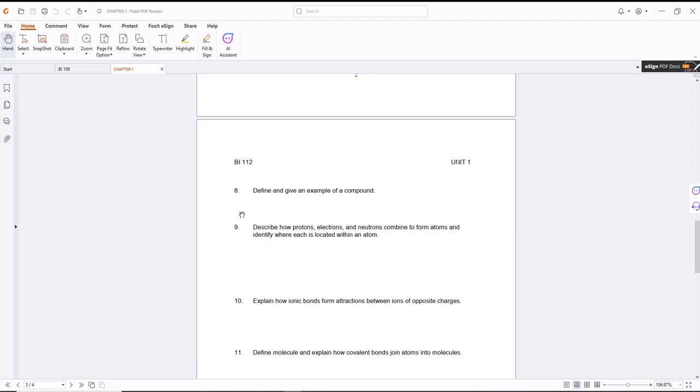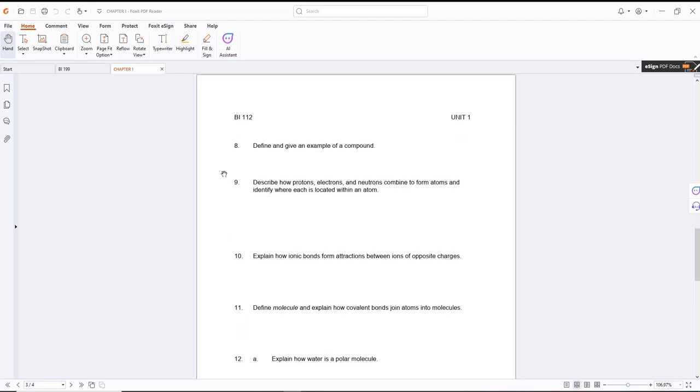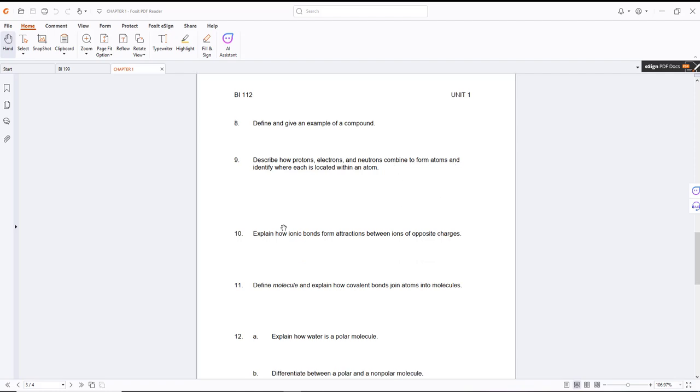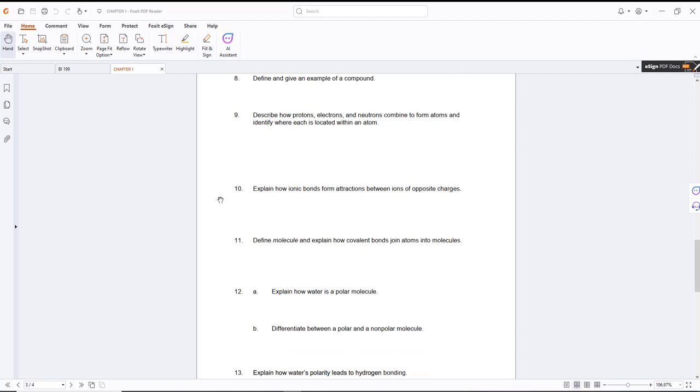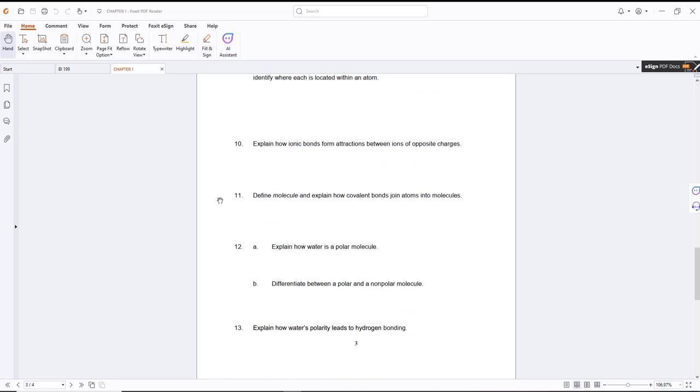I also talked about in 1.4 a compound, which is basically like an ionic bond type thing where you have equal ratios. So that's number 8. And then number 9, describe how protons, electrons, and neutrons combine to form atoms, and where each are located. We talked about that. And then we talked about ionic bonds and molecules and covalent bonds. Okay, so that was all covered in the last video, 1.4.